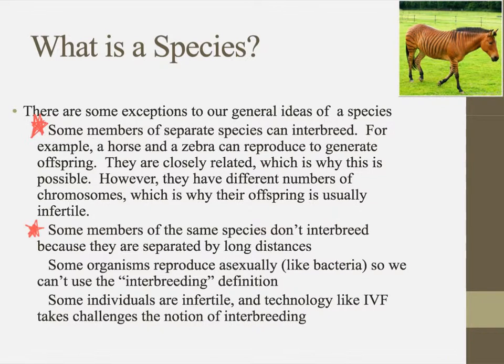Now, if we're defining a species as something that can interbreed, what about organisms that don't need to interbreed, like asexual reproducers, like bacteria? How do I tell one species of bacteria apart from another one? I can't make them breed together to see if it works.